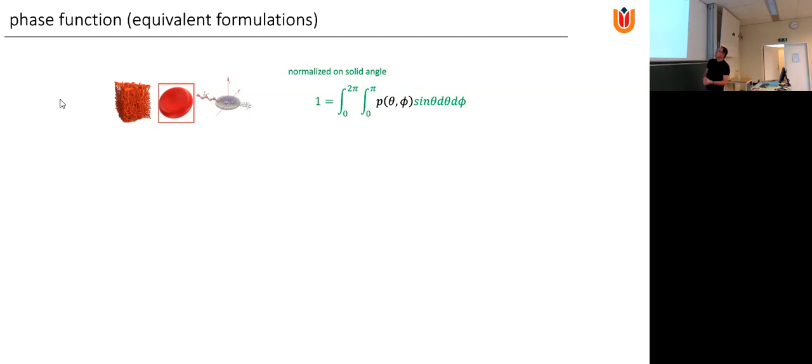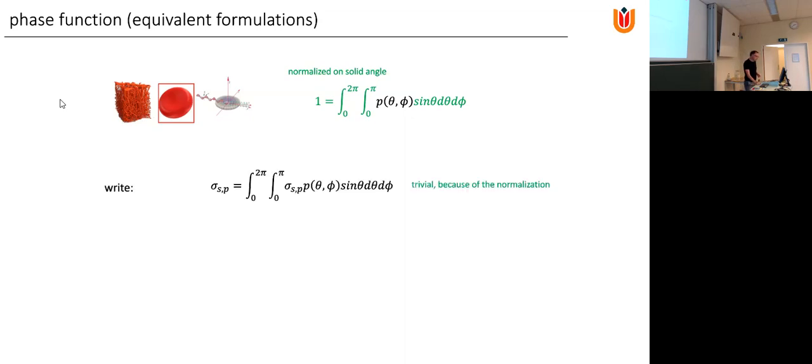So it is normalized. That means that if you have this function p, whatever the format is going to take, and you calculate the integral over solid angle, or over sine theta d theta d phi, the answer should be 1. That's because of the normalization. So what you can now do, a little bit trivially, is write the scattering cross section here as the product of the scattering cross section and the integral of this phase function. Because of that normalization, it should trivially evaluate to 1.